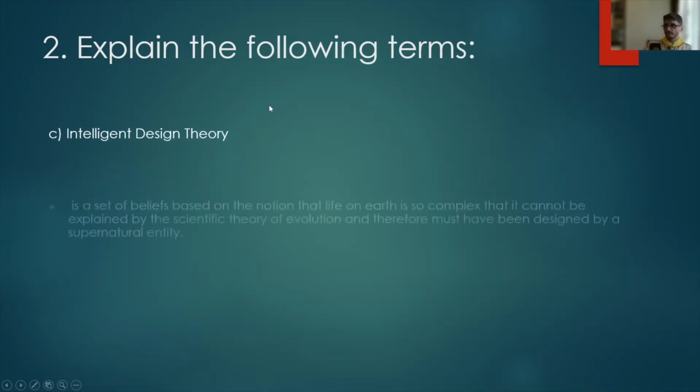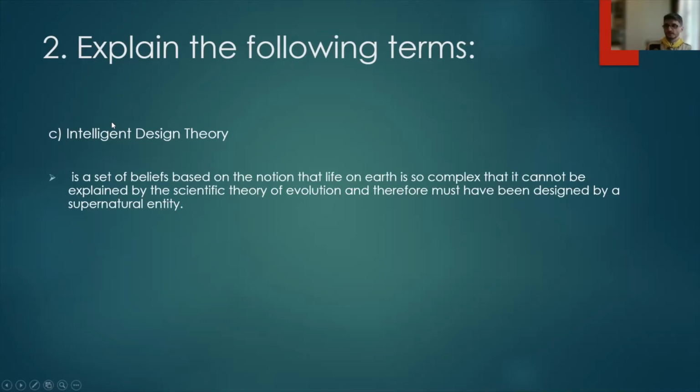Now, the intelligent design theory. The intelligent design theory is a set of beliefs based on the notion that life on Earth is so complex that it cannot be explained by the scientific theory of evolution, and therefore must have been designed by a supernatural entity. So instead of saying God created the Earth, the scientific people want to say that there is a supernatural entity which is not God. By the way, this is what some of them claim. But basically, it's trying to say that the theory of evolution as it is doesn't stand up, because the creation of God is too complicated to appear from nothing, just to come up like this.